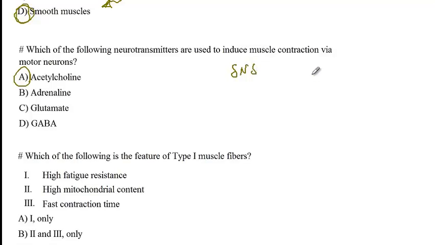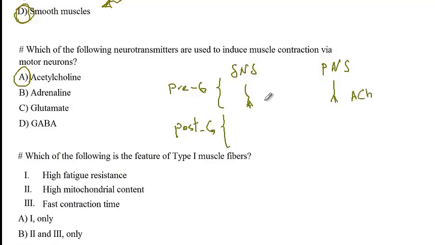So you know how we have SNS and PNS, then we have pre-ganglionic nerves and then post-ganglionic nerves. So both the pre-ganglionic nerves of PNS and SNS rely on acetylcholine. But then the post-ganglionic nerves are the ones that are actually inducing the effect. So with the PNS, acetylcholine is the main neurotransmitter, versus with the SNS or sympathetic nervous system. Can you tell me which neurotransmitter is the main neurotransmitter for SNS? Norepinephrine. Okay, so SNS induces the fight or flight response versus PNS induces the rest or digest response.